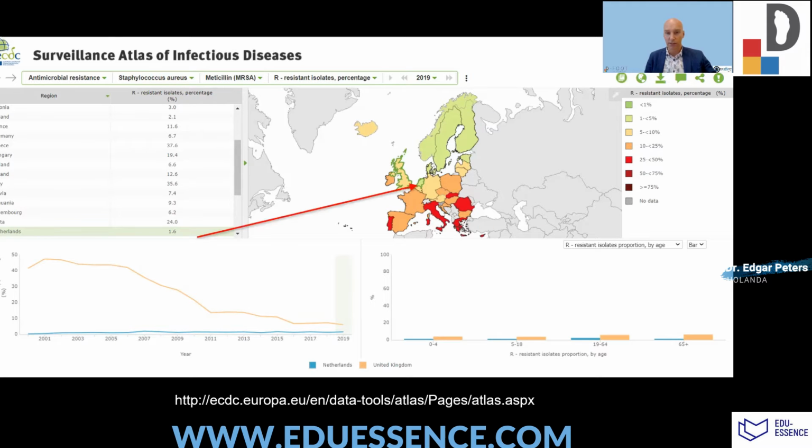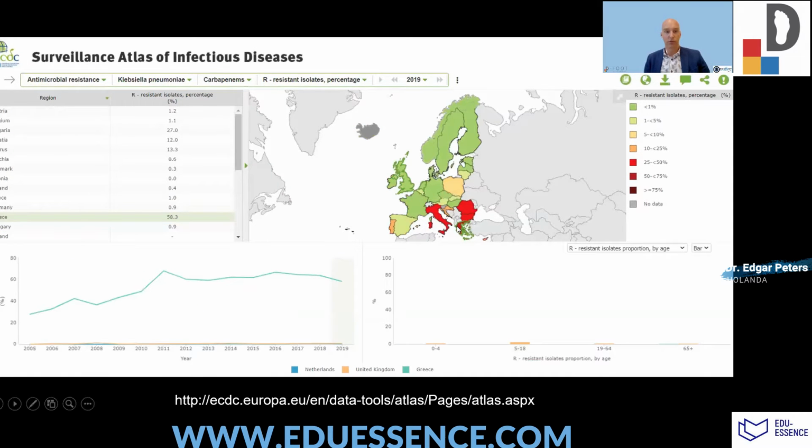You look at the Netherlands, for instance, here, that invisible dot on an invisible dot. You can see that the amount of Staph aureus resistant to methicillin, so MRSA, is low, especially compared to the southern European countries, so Portugal, Italy, Greece. And the same is true for carbapenem-resistant Klebsiella. A lot of resistance in southern Europe, and hardly any resistance in northern Europe.